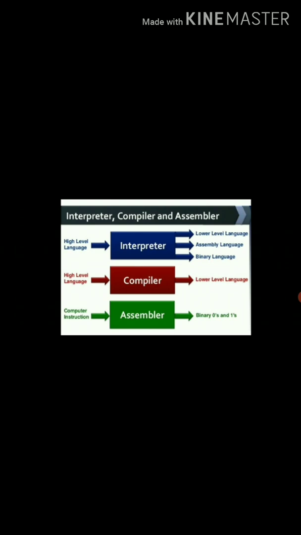Third is interpreter. An interpreter is a program which converts a high level program into machine language line by line. Okay children, so these are three kinds of translators which are used for conversion of source code into machine code.